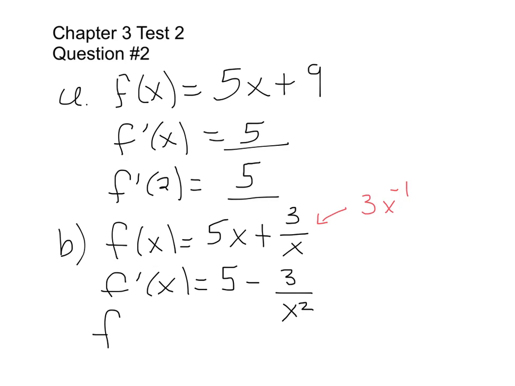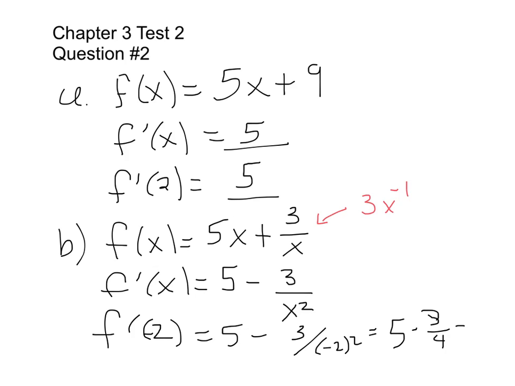And then the second part is to evaluate it at negative 2. So I simply plug in negative 2, and I get 5 minus 3 fourths, or 17 over 4.